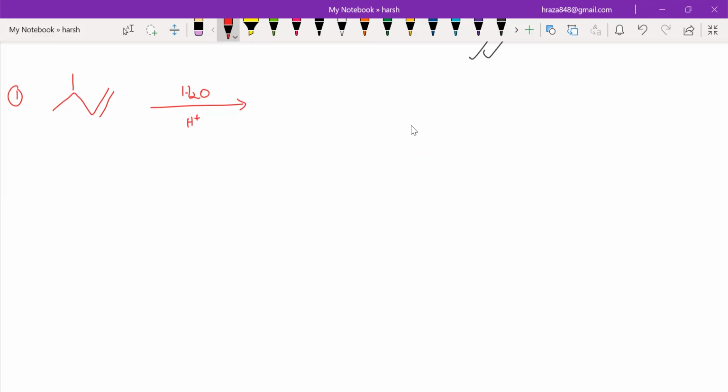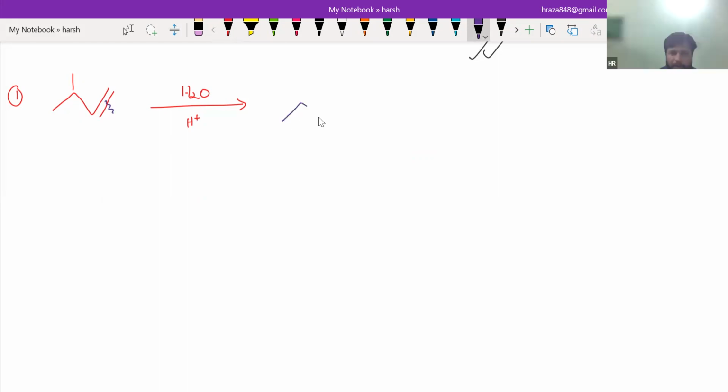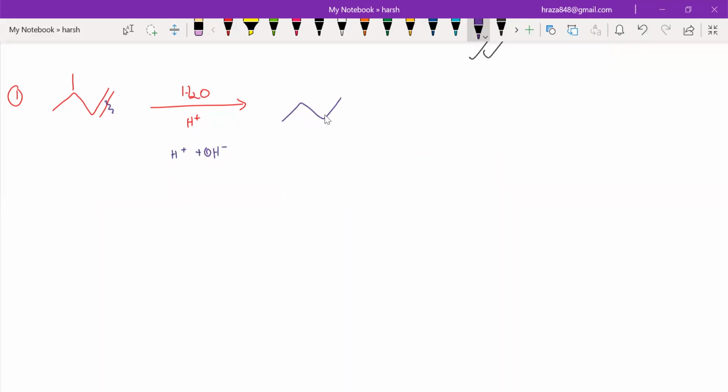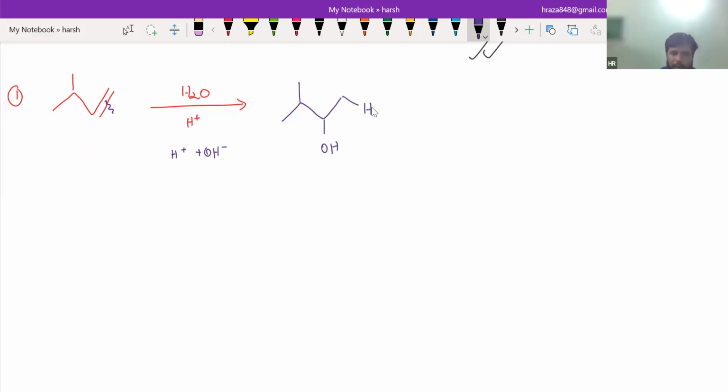I cannot name this. See what happens here. First of all, wait a minute. I am going to show you. Break the double bond. See, there will be two products. H2O, you know that H plus and OH minus. Now you can see that OH can be here, OH minus, and hydrogen can be on the right hand side.